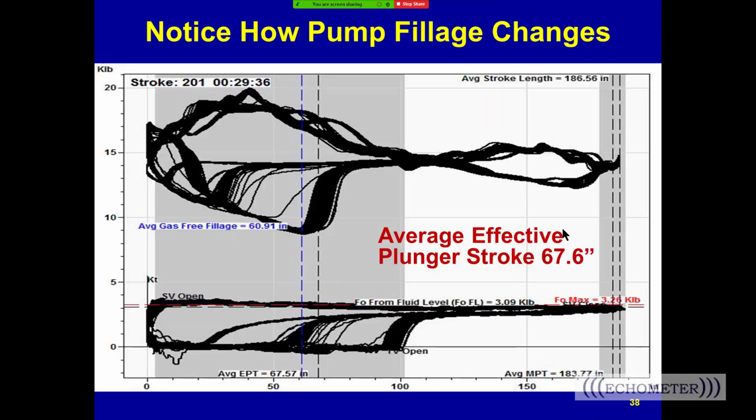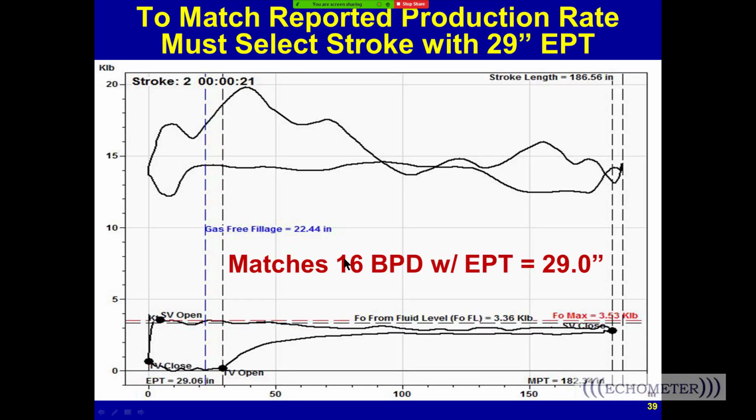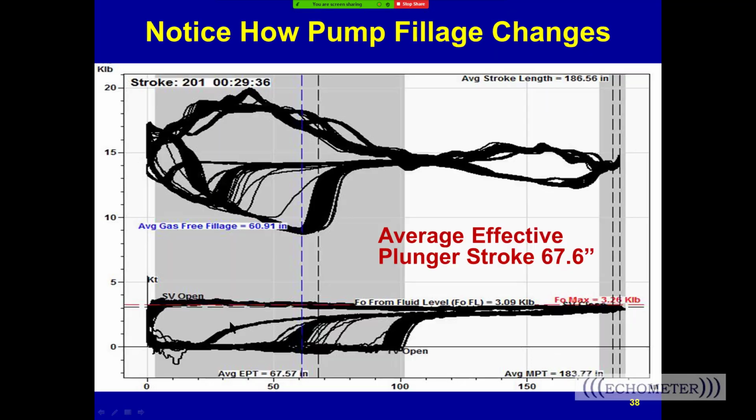What's going on here? Well, if you overlay all 200 strokes, what you see is that in this case, there's 3 sets of strokes. Here's when you first turn it on, and then here's after it's pumped a while, and here's after it's pumped even longer, but the average is 67 inches for the average stroke. So if we look at the average stroke, then that didn't work. It still calculated too much production. But the one that matches is the one that's over here.